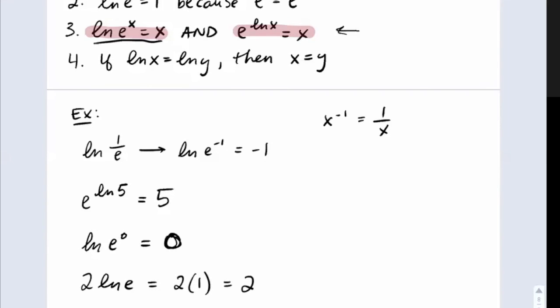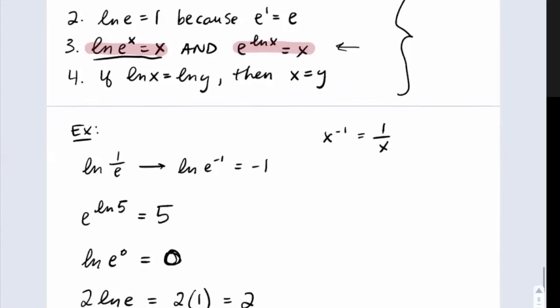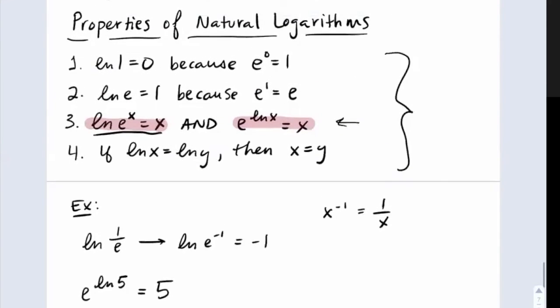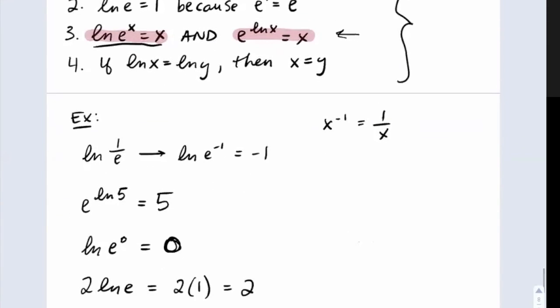So there you go. That is an introduction to the natural log. You're going to be expected to be able to use these properties of natural logarithms to simplify expressions like these. And that is all.